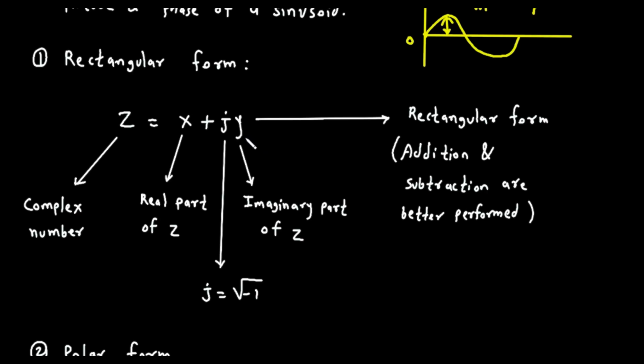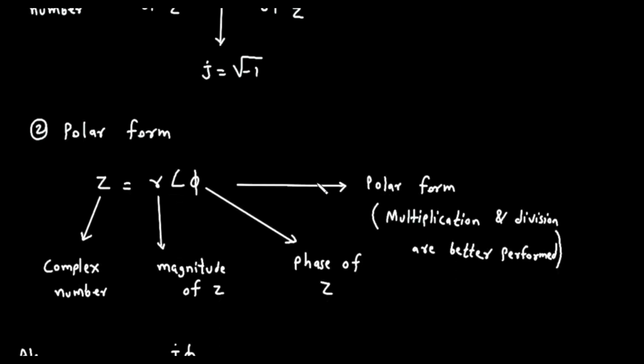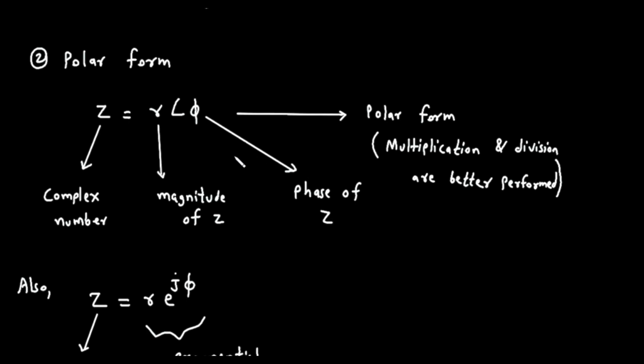Why is this form useful? As the notes point out, the rectangular form is excellent when you need to perform addition or subtraction of phasors. You simply add the real parts together and add the imaginary parts together. It's very straightforward. Now for the second way to represent a phasor, the polar form.